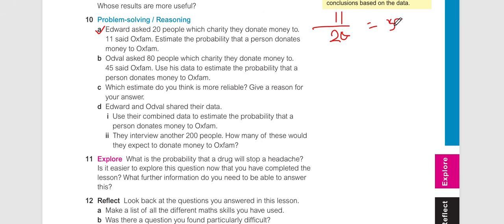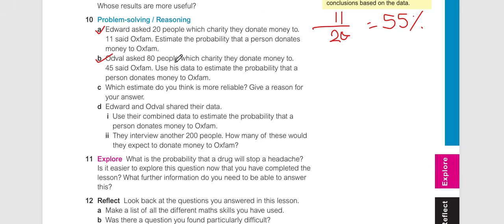So you see this, sorry about that. So this lesson has not only probability but also part of percentages where you need to do some calculations. Right? Okay, so next part B.